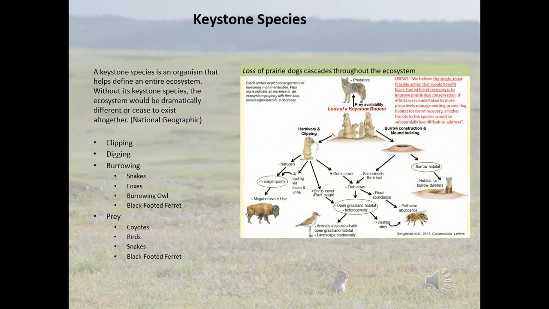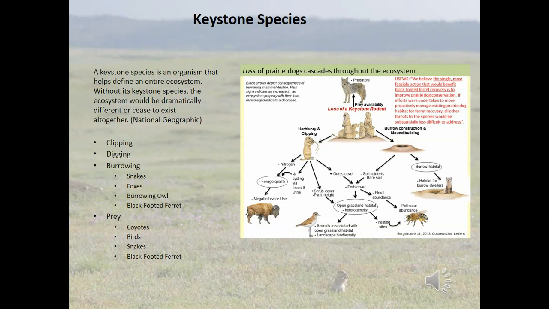There has been much debate over how important the prairie dog is to the ecosystem. According to National Geographic, a keystone species is an organism that helps define an entire ecosystem. Without its keystone species, the ecosystem would be dramatically different or cease to exist altogether. When studying the prairie dog, it is easy to see that they fit this description.